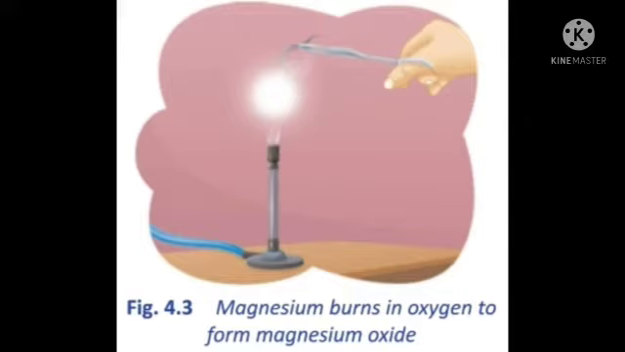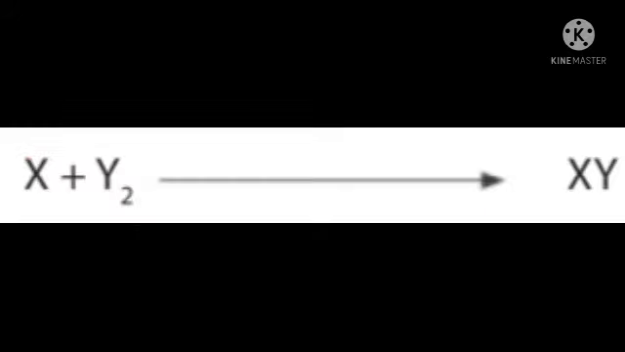Make sure that the number of atoms of each element on both sides is equal. This is called balancing the equation. So, for example, x and y2, when they react, we get xy. So x plus y2 gives xy. Then we have to balance that equation and we get the equation as 2x plus y2 gives 2xy.